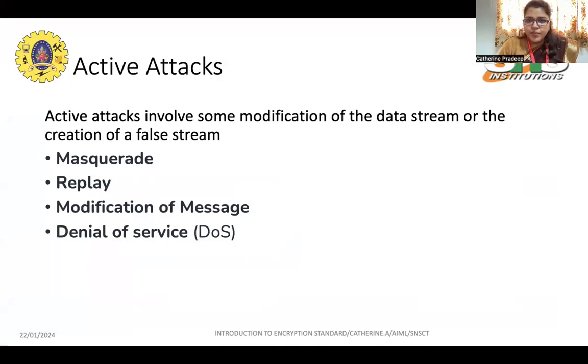From the continuation of the previous lecture series, today we shall see about active attacks. As you know, passive attacks do not involve any modification of the message. They just eavesdrop or overhear the message. Here in active attacks, as the name tells, it actively involves some modification of the data stream or the creation of a false stream. Either they modify the original message or they send a false message. Under this, we have four categories: masquerade, replay attack, modification of message, and denial of service attack. So we shall see one by one.